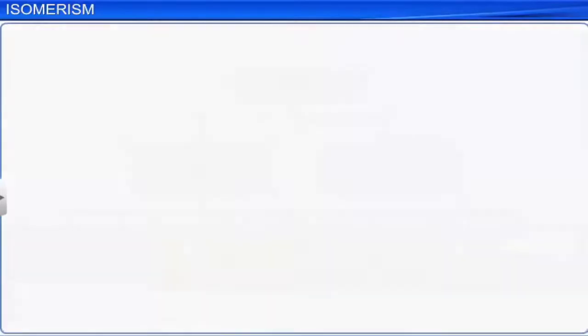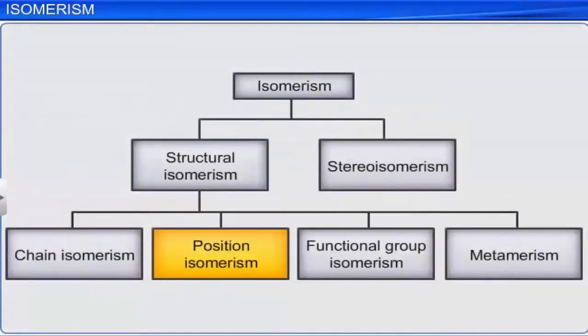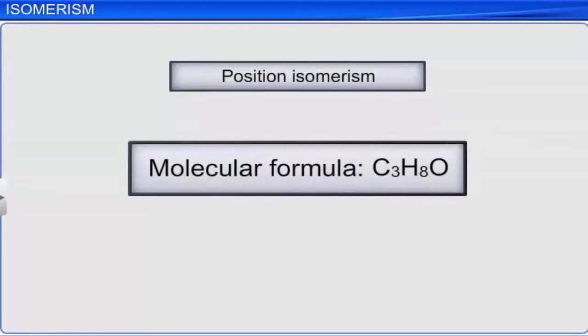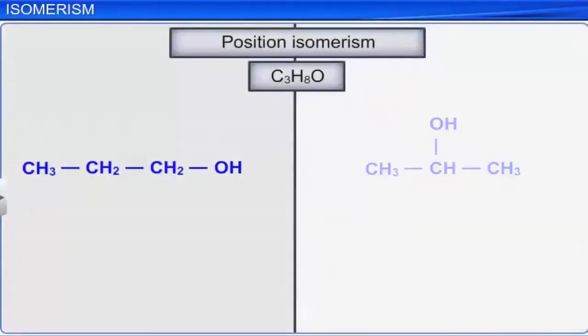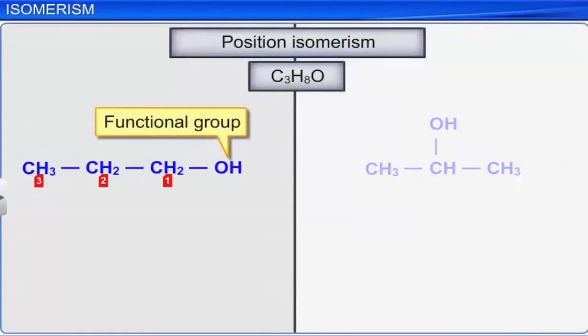Now, let's look at position isomerism. Compounds that have the same molecular formula, same chain, but which differ in the position of the substituent or functional group are known as position isomers, and the phenomenon is known as position isomerism. For example, the molecular formula C3H8O represents two position isomers. In case 1, the functional group OH is attached to the first carbon atom. Hence, the name of the compound is propan-1-ol.